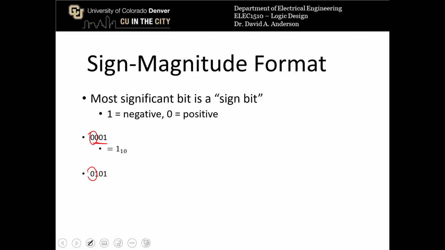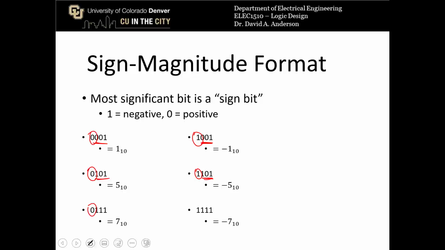0101 has, again, 0 as the most significant bit, so that's positive, and the remaining bits are 101, which is 5, so that's positive 5. 0111 again has 0 for the most significant bit, telling us that it's positive, so 7 is the largest number that you can represent there. 1001, by contrast, has a 1 as the most significant bit, so that tells us it's negative, and then 001 for the remaining bits is 1, so this is a negative 1 in decimal. 1101 has a 1 as the sign bit, and then the remaining 3 bits are 101, so that's negative 5. And then 1111 is negative 7 in base 10.